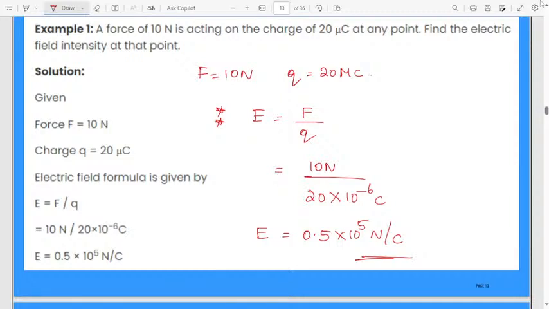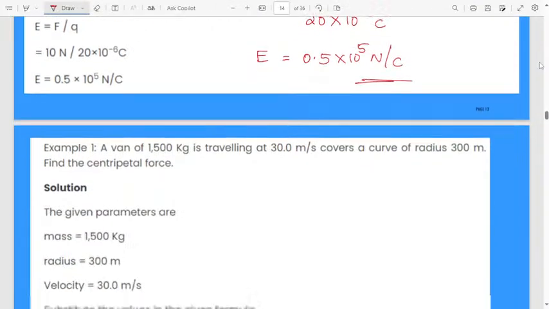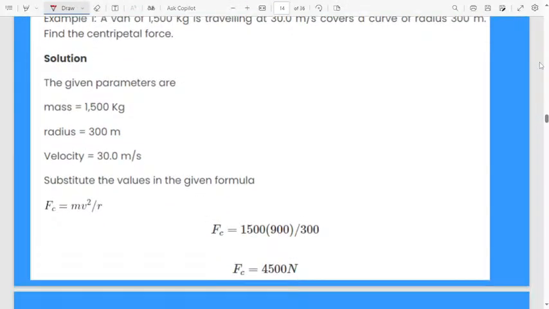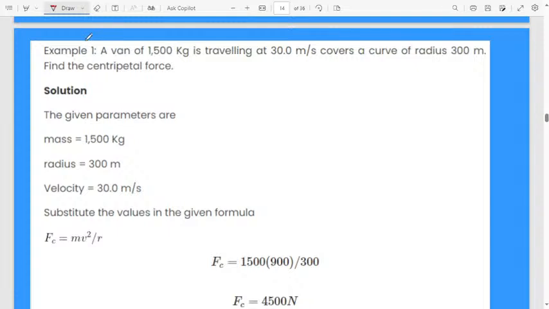Let us move to the next question. This is also an easy one, I will go fast. A van of 1500 kg is traveling at 30 meter per second and covers a curve of radius 300 meter. Find the centripetal force. Here they are asking for the centripetal force.